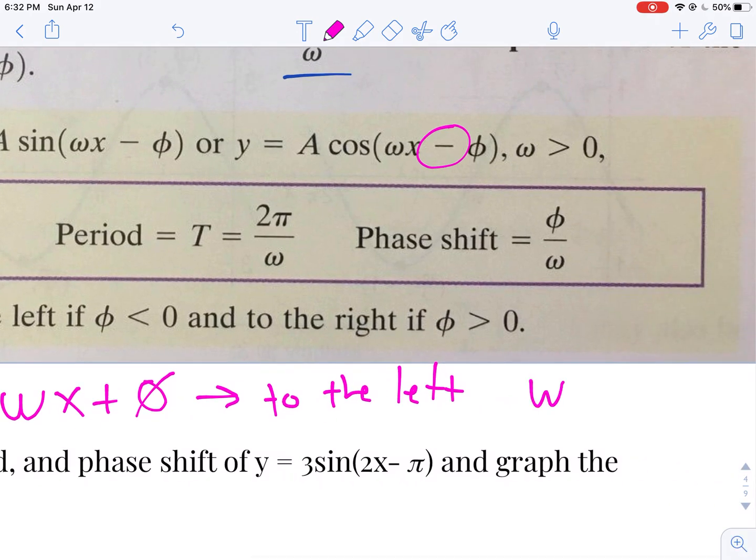And then omega x minus phi is to the right. That is based off the fact that since we're talking about a negative phi value, when we have that omega plus or omega minus, that shifts whether we're moving to the left or right. So if I have plus phi, that's a shift to the left of phi over omega. If I have omega x minus phi, that's a shift to the right of phi over omega.